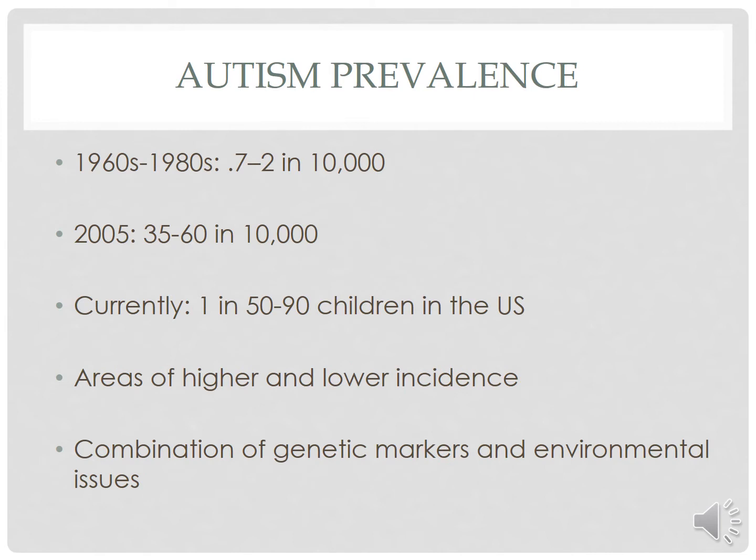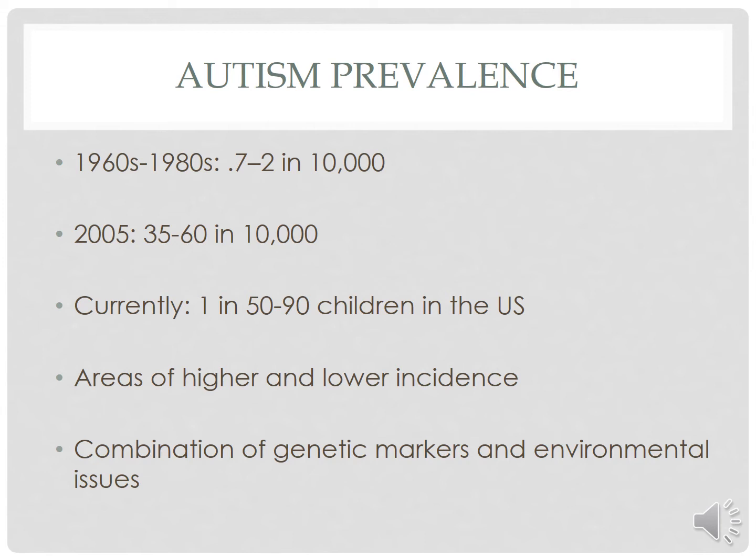So the prevalence of autism in our world has jumped immensely in recent years. In the 1960s to 1980s, it was 0.7 to 2 in 10,000, so very, very few. And indeed, when I first started practicing as an occupational therapist, I did not have a child with autism on my caseload all the time. I would occasionally have one on my caseload and go, oh, that's interesting. And then I wouldn't have one for another year or 2.